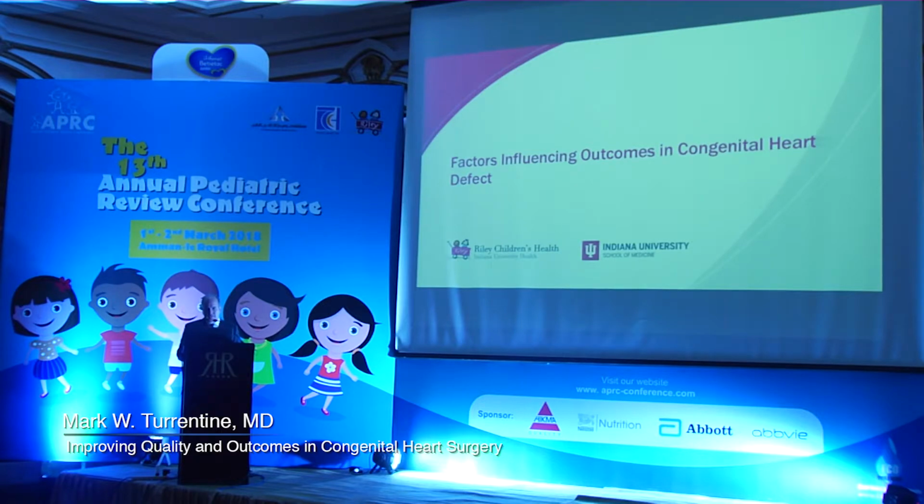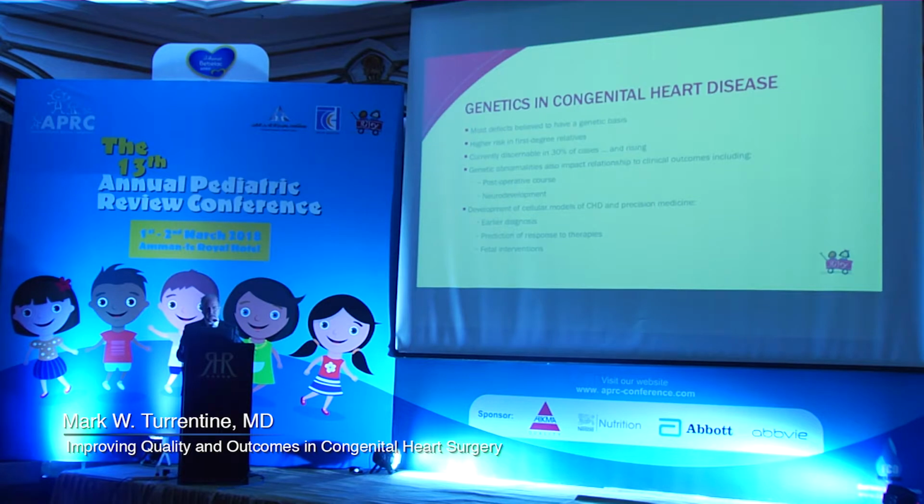Well, what are some of the common factors that influence outcomes in these children? Well, the biggest thing fundamentally is genetics. We know that most defects have some genetic basis, most likely, and it's the higher risk in the first-degree relatives. And it's certainly discernible in 30% of the cases, and this is rising.